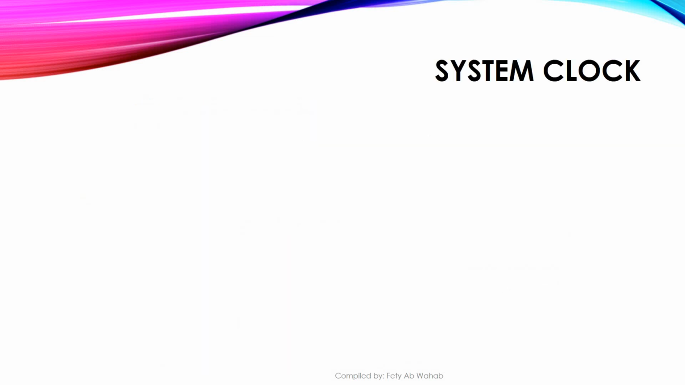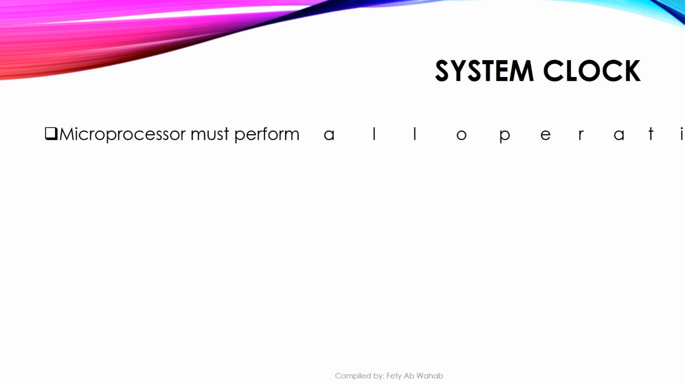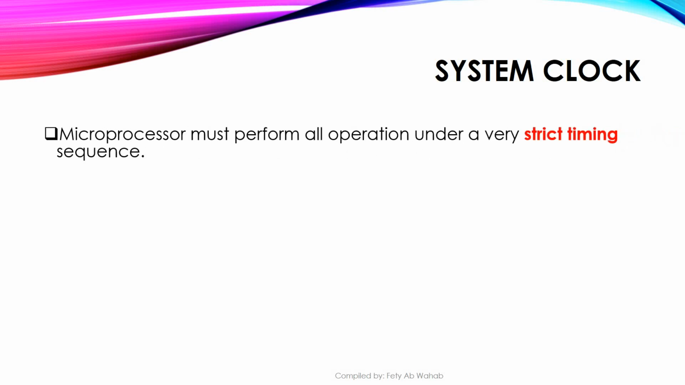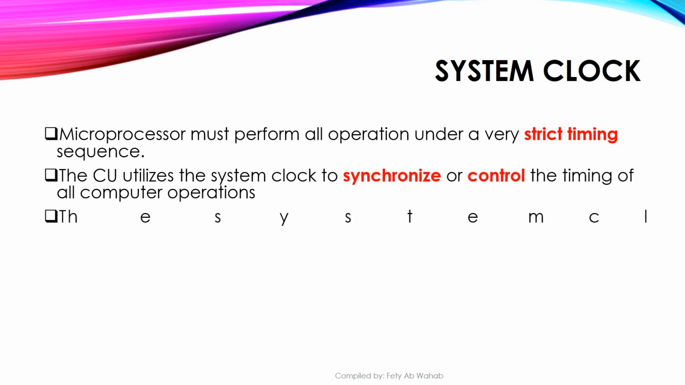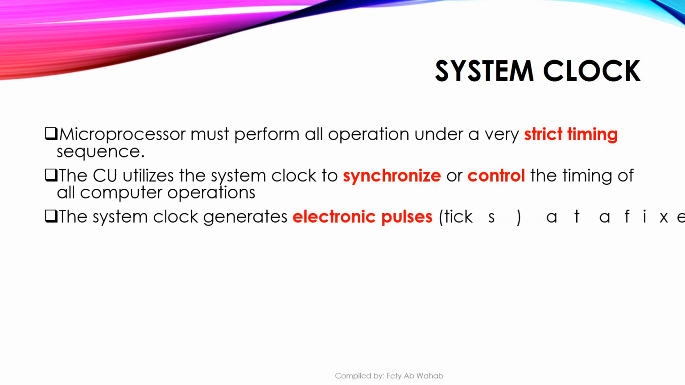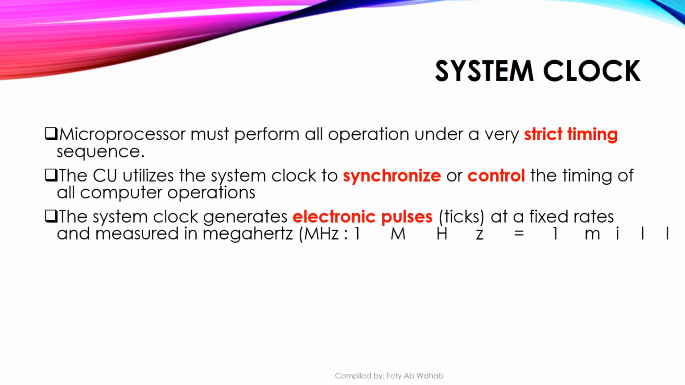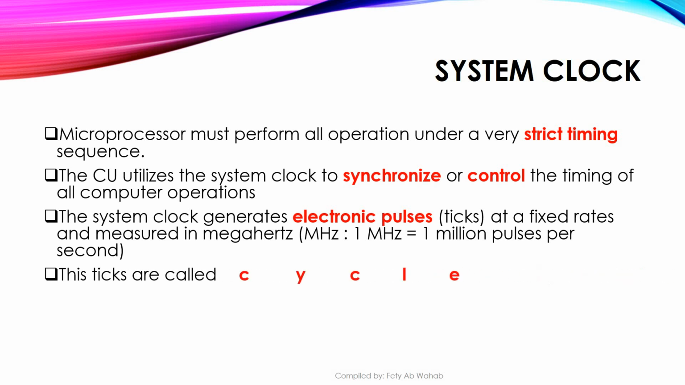System clock. The microprocessor must perform all operations under a very strict timing sequence. The CU utilizes the system clock to synchronize or control the timing of all computer operations. The system clock generates electronic pulses, ticks, at a fixed rate measured in megahertz, where 1 megahertz equals 1 million pulses per second. These ticks are called cycles.